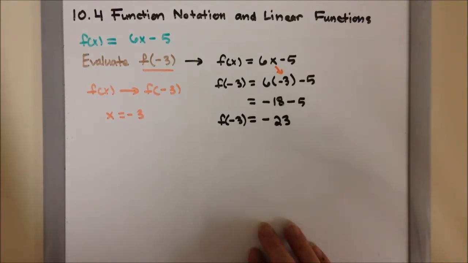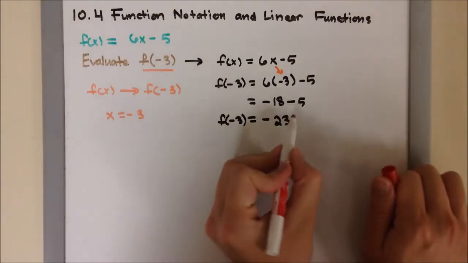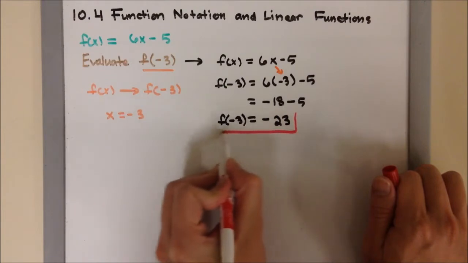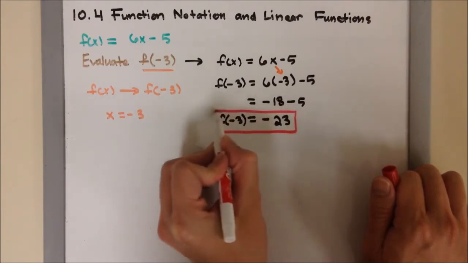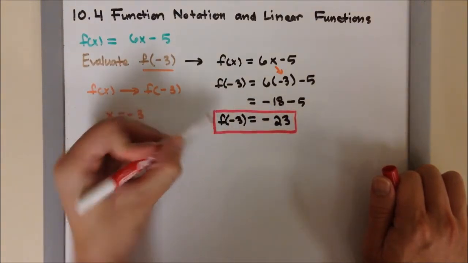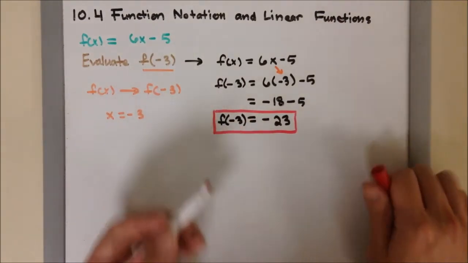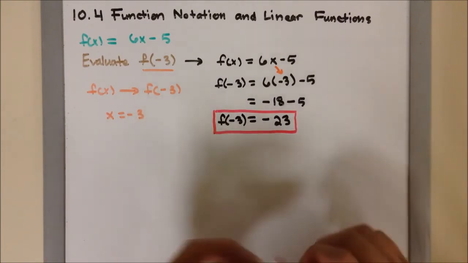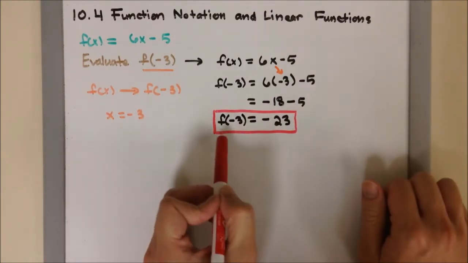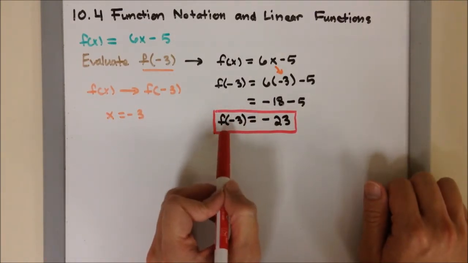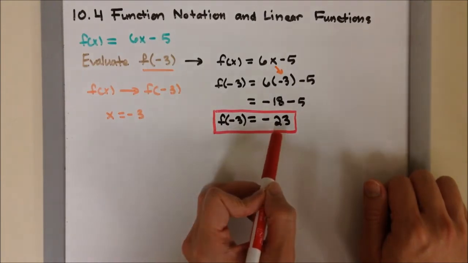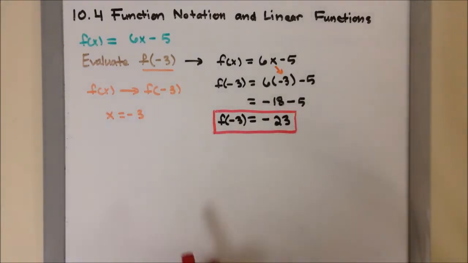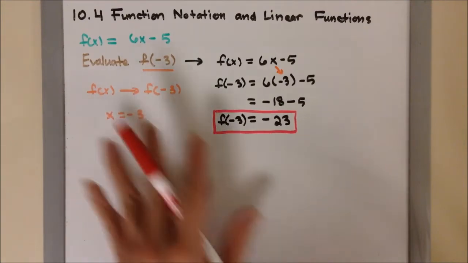Now the reason I'm saying that's my full answer is because what you were looking for is f of negative 3. So you have to include this in your final answer. You can't just box negative 23 and then tell me that's the answer. You have to tell me that you were looking for f of negative 3 and the answer is negative 23. So that's basically what you have to do when you're evaluating a function.